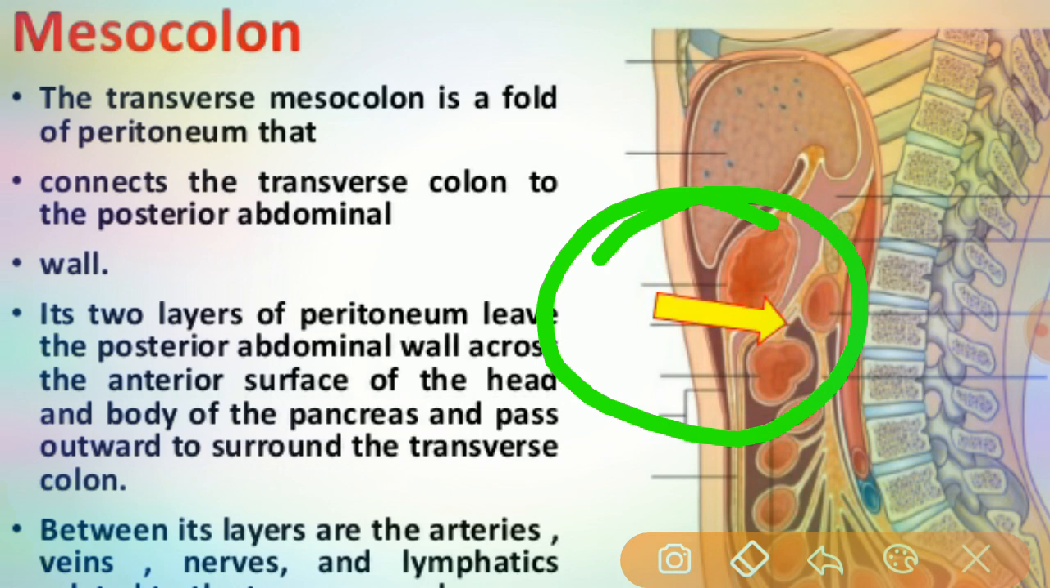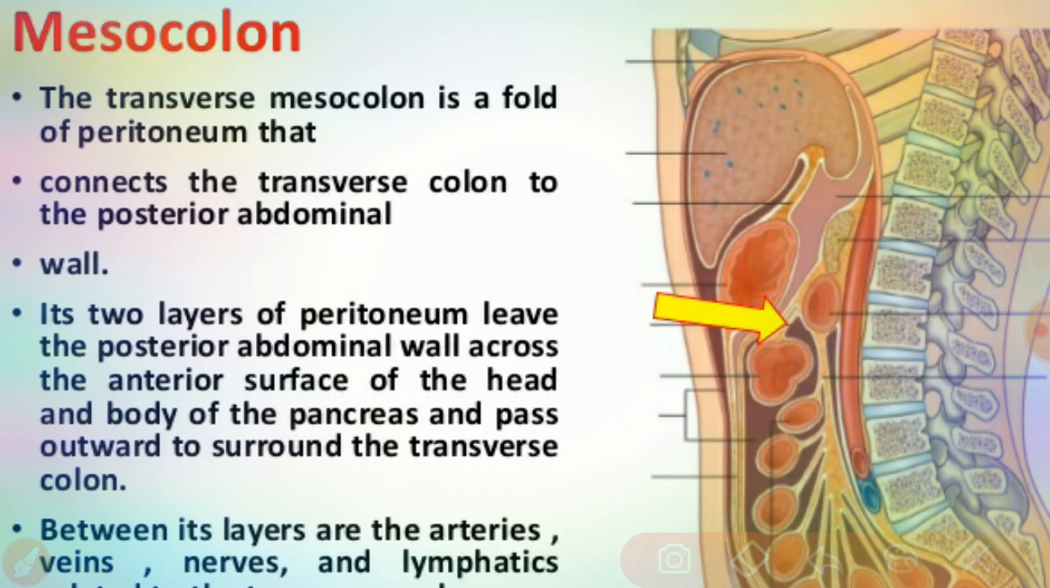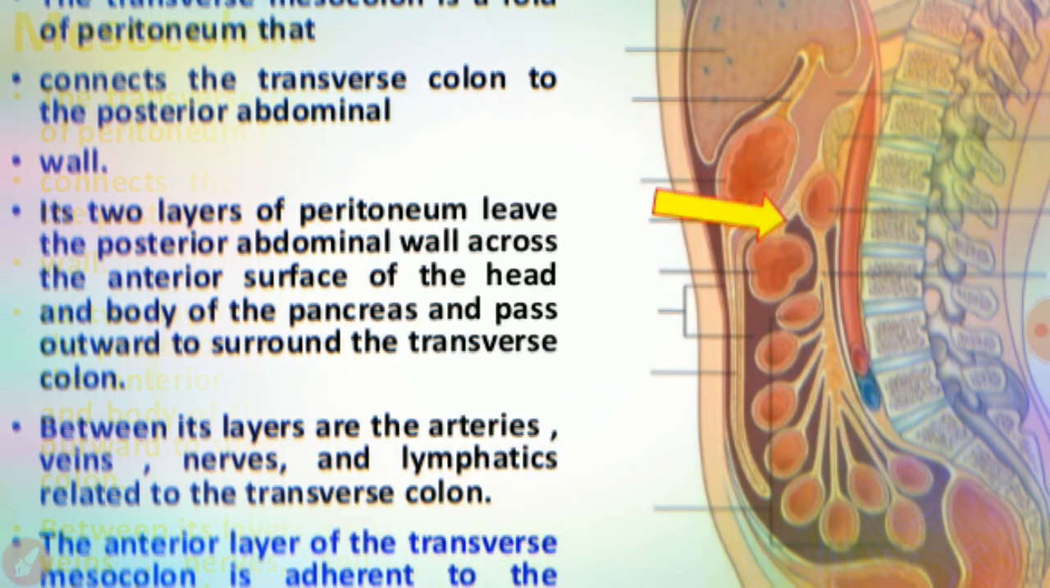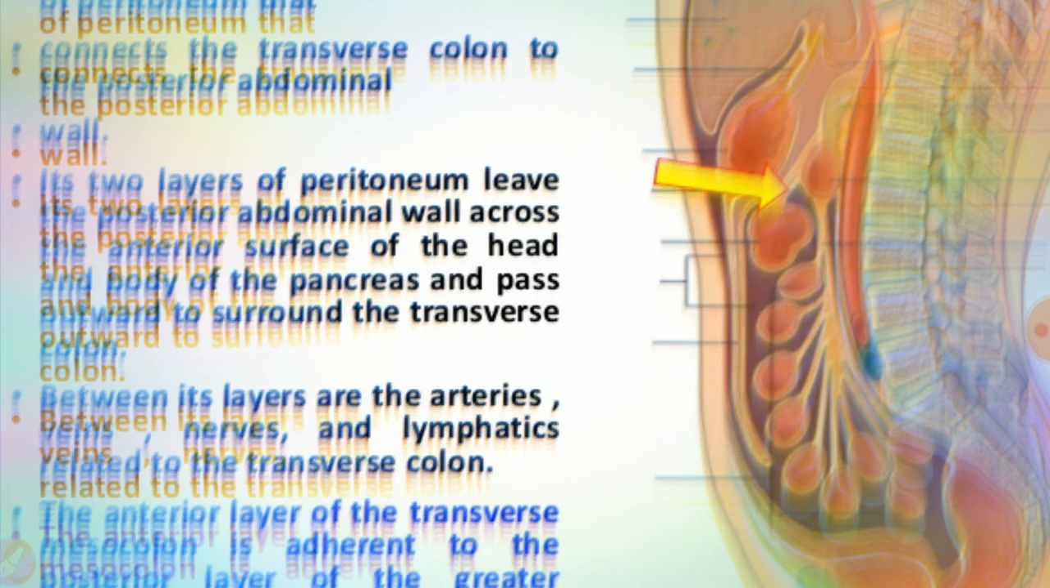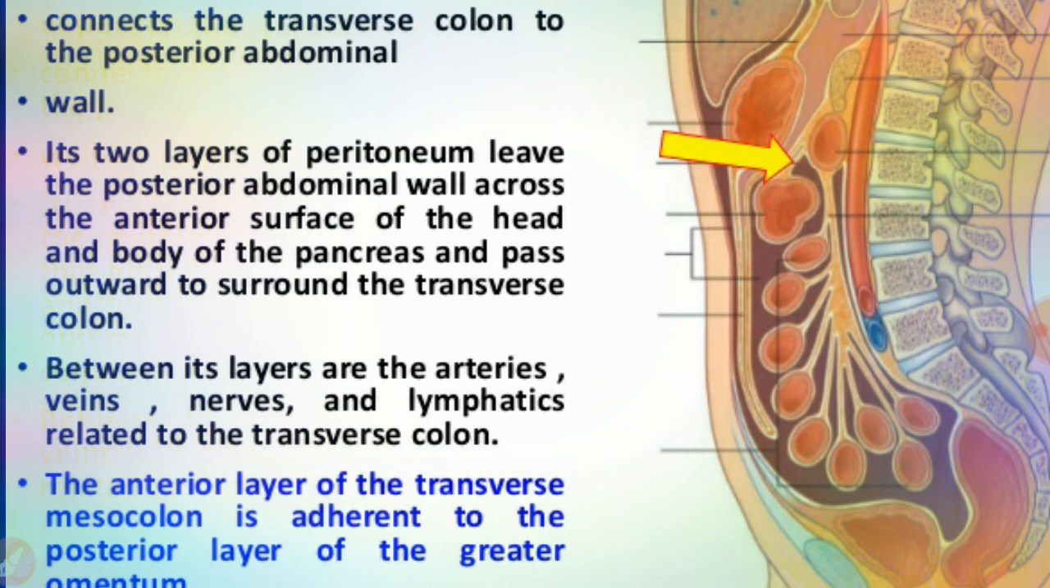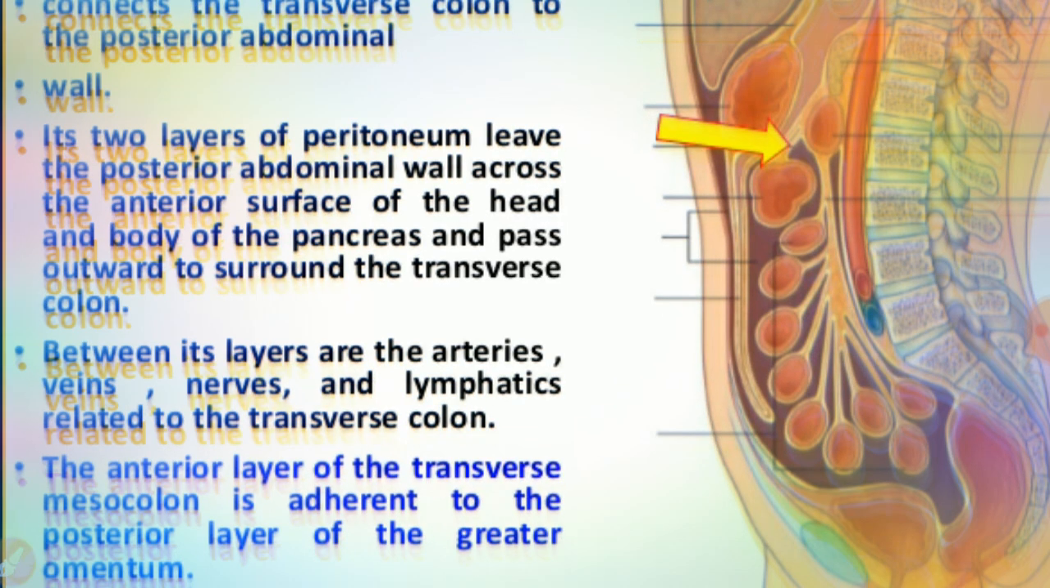Its two layers of the peritoneum leave the posterior abdominal wall across the anterior surface of the head and body of the pancreas, and it also passes outward to surround the transverse colon. Between its two layers are the arteries, veins, nerves and lymphatics related to the transverse colon. The anterior layer of the transverse mesocolon is continuous with the posterior layer of the greater omentum.